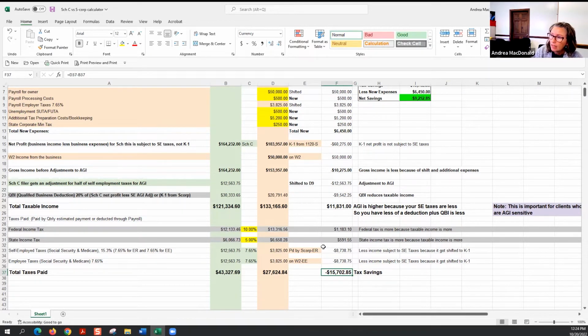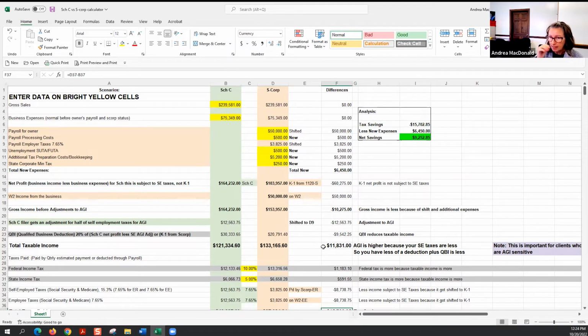So this is a pretty quick spreadsheet. Like I said in the beginning, for those of you who joined a few minutes after we started, it does not take into consideration some things like retirement planning. We talked about the difference in SEP contributions for a Schedule C business owner versus an S Corp owner. So that could be a big one.